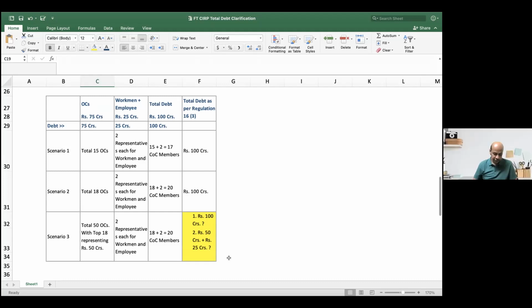Correct, you're right. Either it is fast track or a normal CIRP. Understood. So it would be the IRP's responsibility to convene the first meeting within the 7 days. Yes, that is right. In any case, the meeting of the COC should get convened in 7 days of the filing of the report.